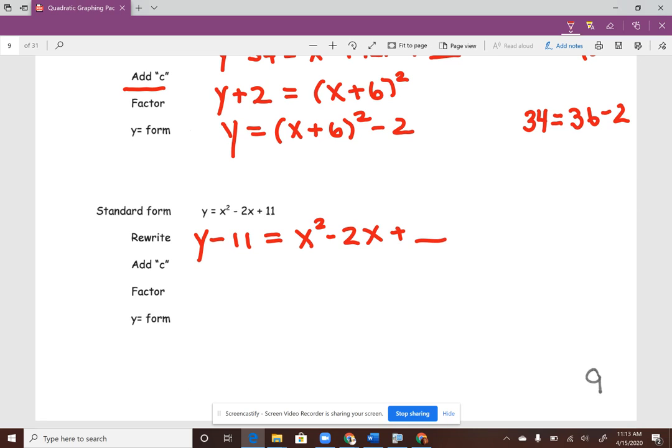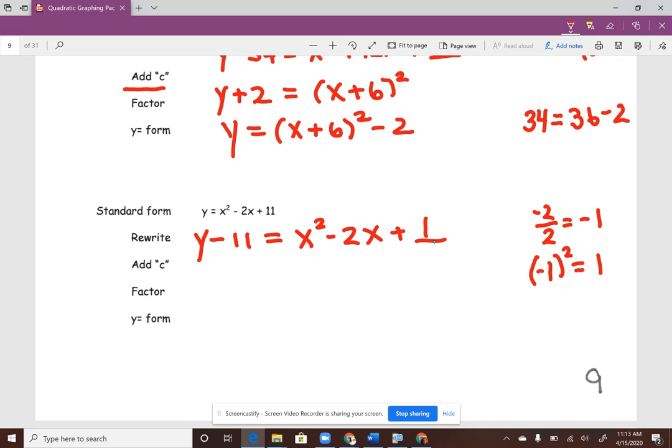And then I want this to be a perfect square trinomial. So I take the -2 and I divide it by 2. That gives me -1. I take the -1 and I square it. That gives me 1. So this would have to be a 1 in order for that to be a perfect square trinomial.